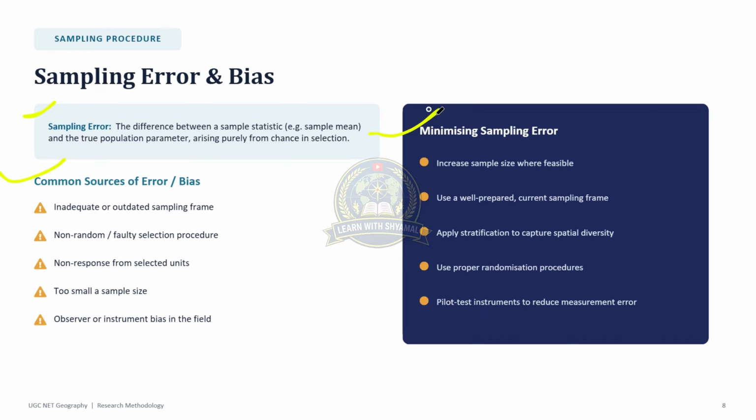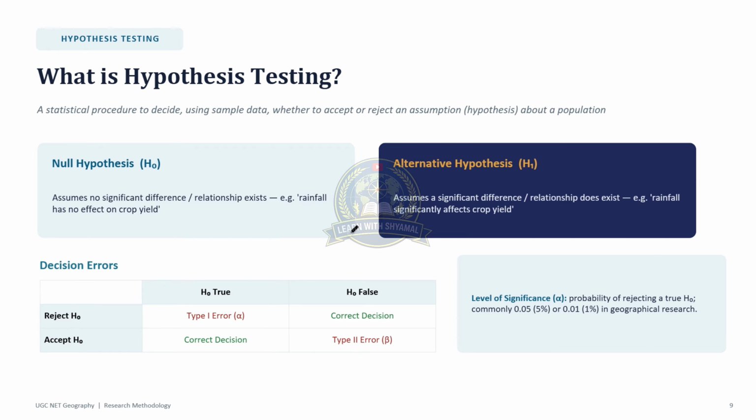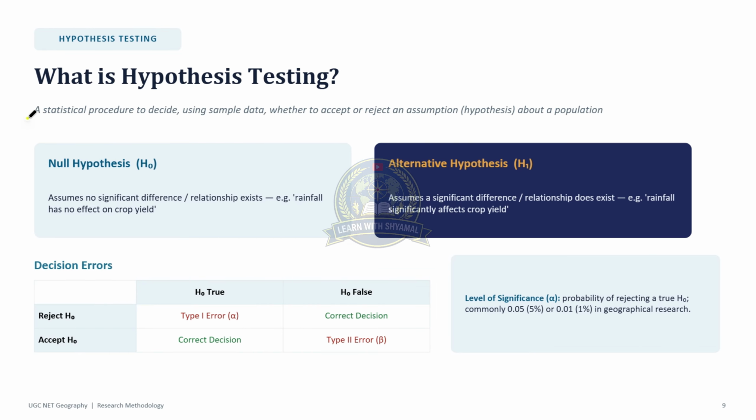Okay, minimizing sampling error: increase sample size where feasible, use a well-prepared current sampling frame, apply stratification to capture spatial diversity, use proper randomization procedures, pilot test the instruments to reduce measurement error. What is hypothesis testing? Hypothesis testing is a statistical procedure to decide, using sample data, whether to accept or reject an assumption, that is hypothesis, about a population.